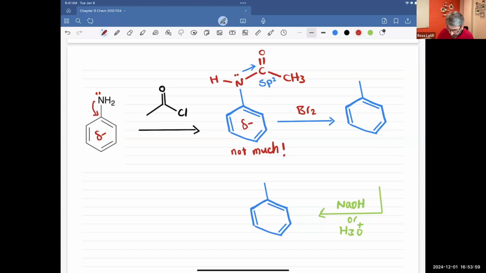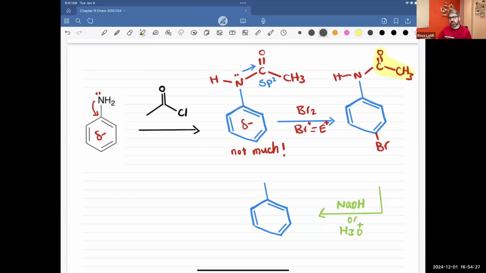Now bromide will react with the ring. Let's say we get Br plus as the electrophile, and this one will be added in the para position. We get the bromide here. And what do we have there? NH attached to a carbonyl group. Next step, we're going to release this part of the product.